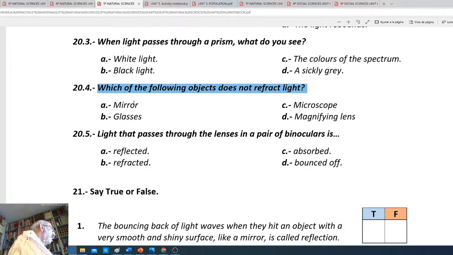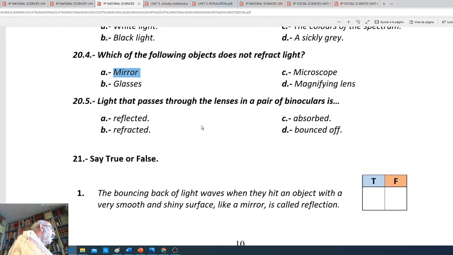A mirror. Remember, refraction is when you can see through the object. Glasses, you can see through the object. A microscope, you can see through it. A magnifying lens, you can see through it. So the only different answer is A. Yes, you're right. So mirror. Mirror is the correct answer in this case. Okay, let's finish this part.